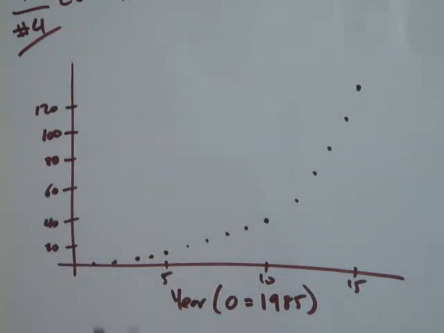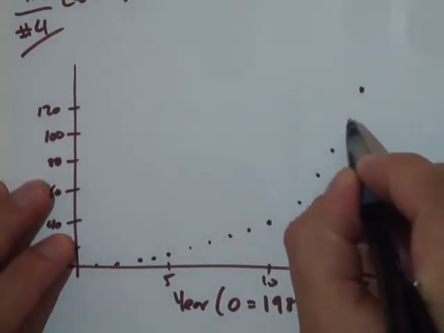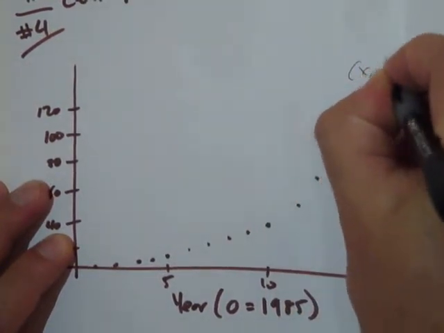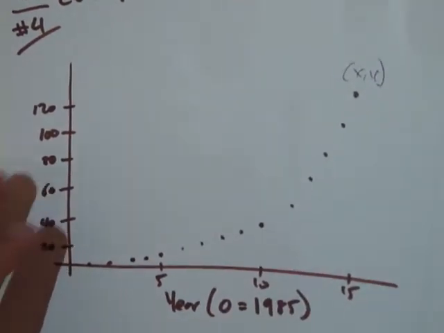Okay, so this is how many years it's been since 1985, and this going up is how many millions of cell phone users there are in America. What they ask us to look at is, well, first off, let's look at one of these points. Any one of these points, let's say this point right here. That's an XY. It's an ordered pair.